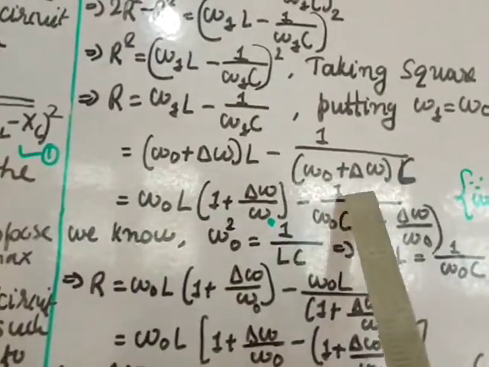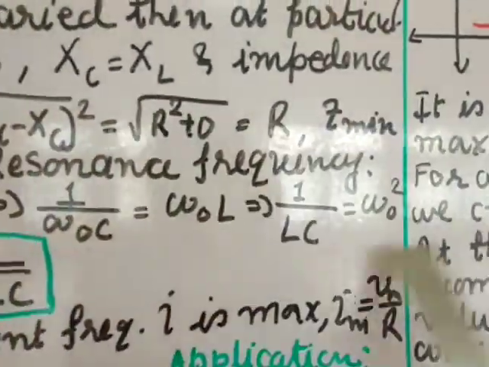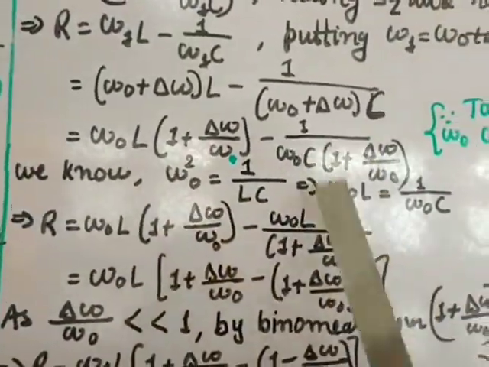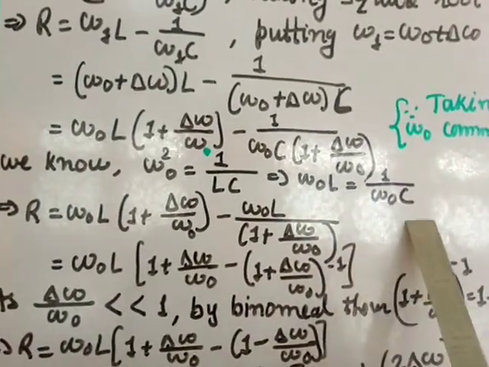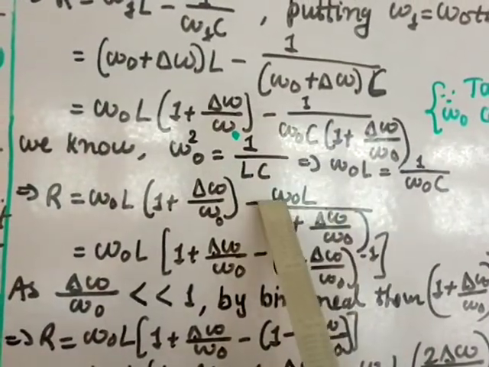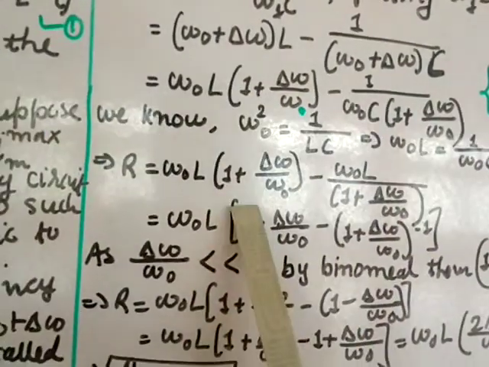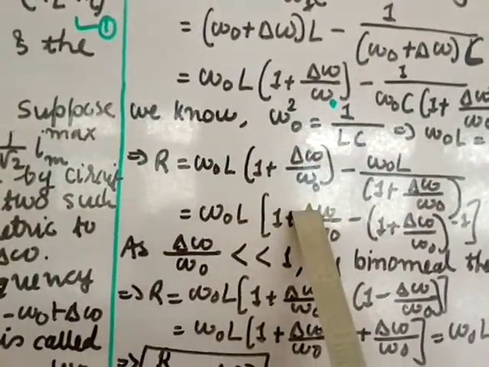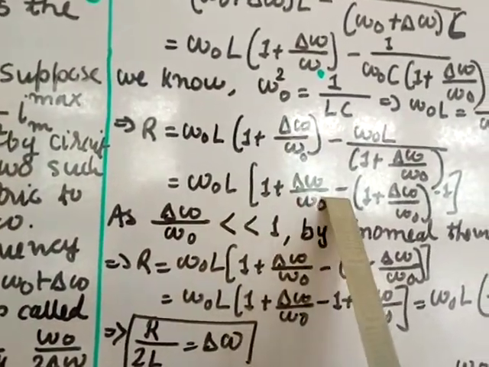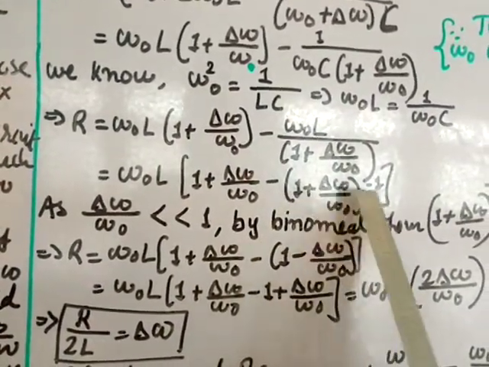Now we also know that omega naught square is equal to 1 upon LC. So this part we can use. If I transfer L here and omega naught here, I can write omega naught L equal to 1 upon omega naught C. So 1 upon omega naught C can be written as omega naught L, and this value I put as omega naught L. The rest is as it is. Omega naught L take common here, 1 plus delta omega by omega naught minus, now this I am taking in the numerator, 1 plus delta omega by omega naught power minus 1.